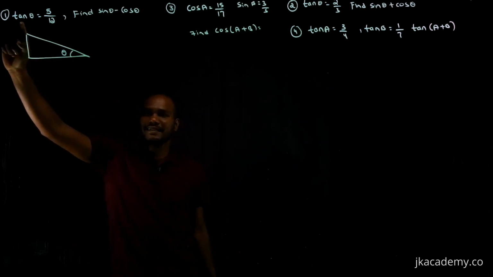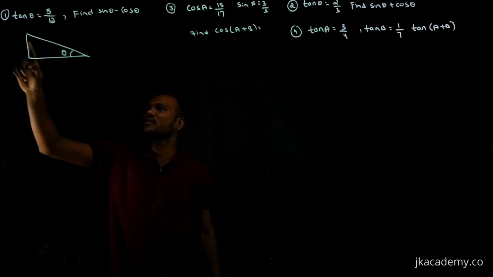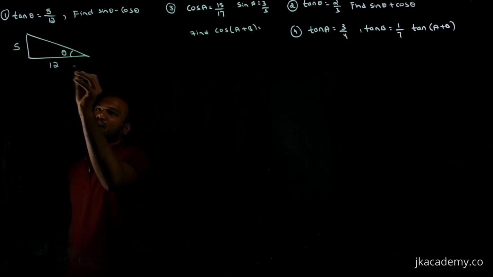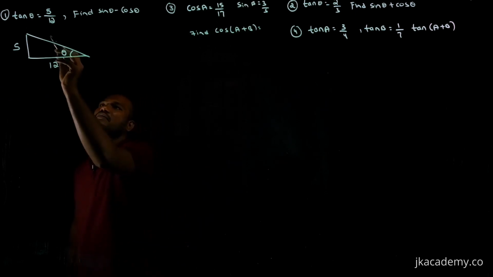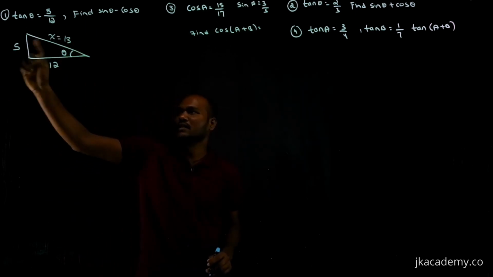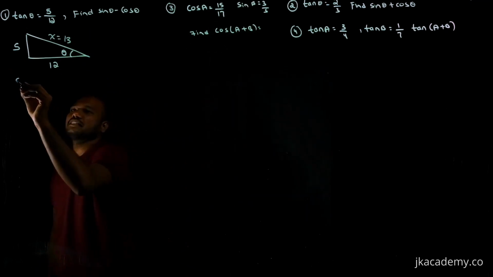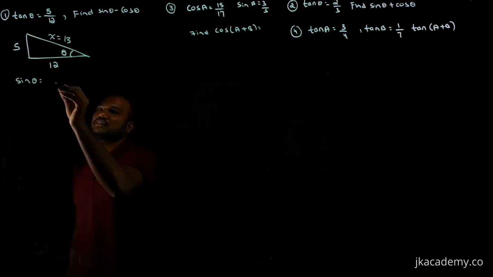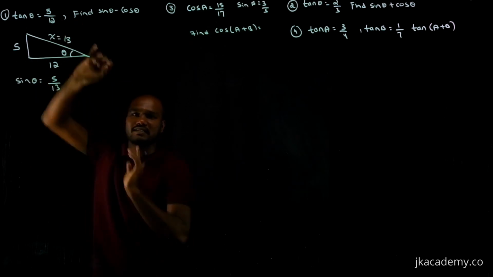Now, what is tan theta? Opposite by adjacent. What is the opposite here? 5. What is the adjacent here? 12. So the triplet I need to remember is 5, 12, and the other will be 13. 5, 12, 13. So now, we have to find what? Sin theta. Do you know how to find sin theta? Sin theta is opposite by hypotenuse. So 5 by 13.